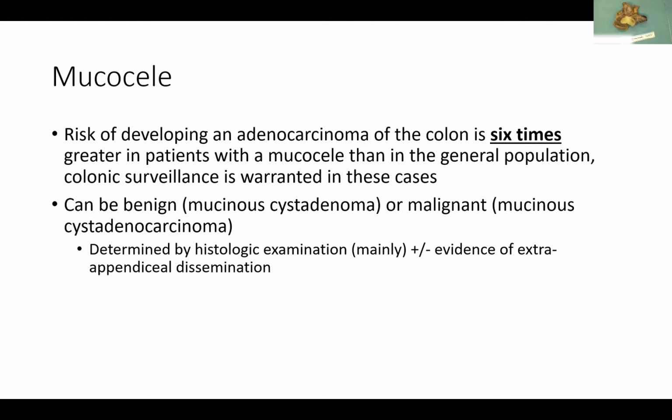However, the risk of developing an adenocarcinoma of the colon is 6 times greater in patients with a mucocele than in the general population. So that's the concerning feature and why these things are taken out, to make sure. For the most part, these are low grade. High grade, as someone mentioned in the chat, is very rare. Nonetheless, that has to be examined. It can range from being benign, such as a mucinous cystadenoma, to the more malignant adenocarcinoma. It is determined mainly by histologic examination, plus or minus evidence of extra-appendiceal dissemination. Clinical history will be important here.